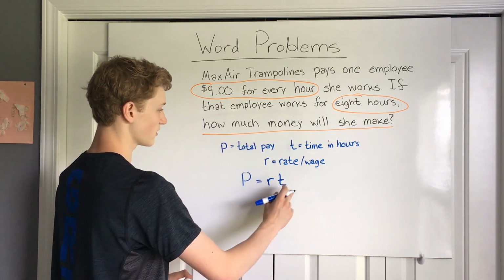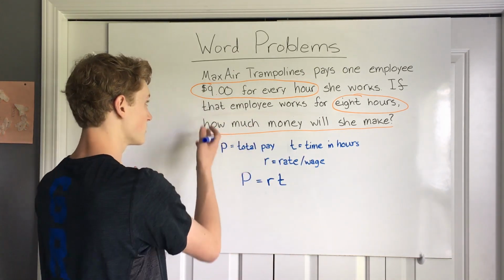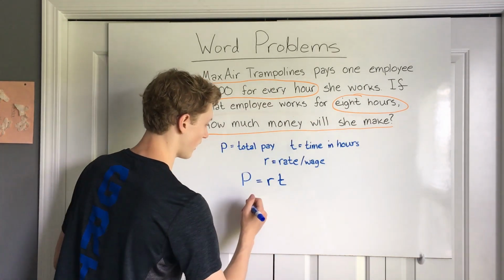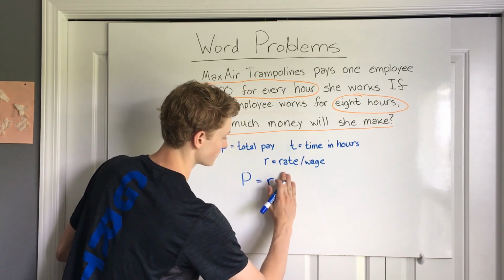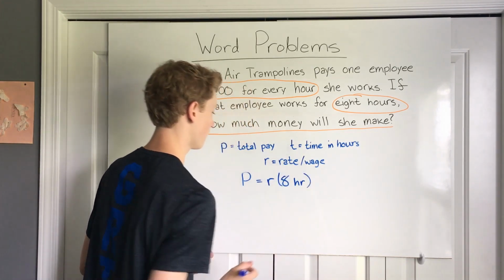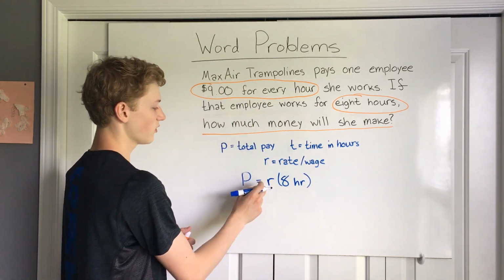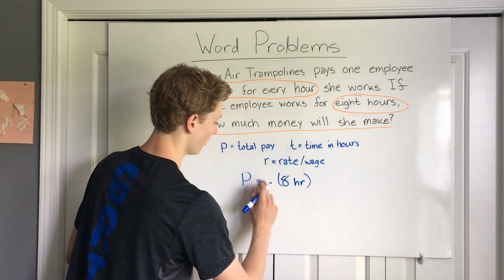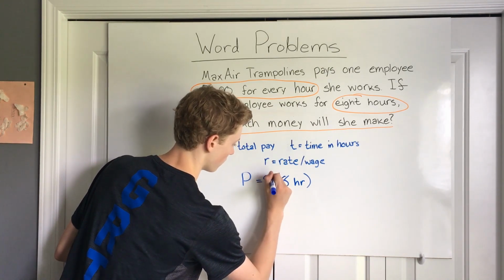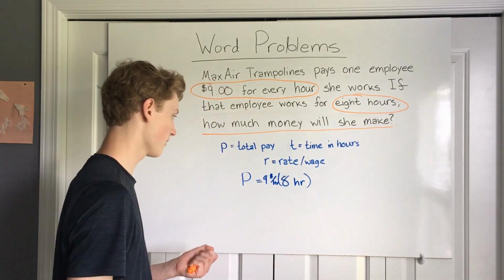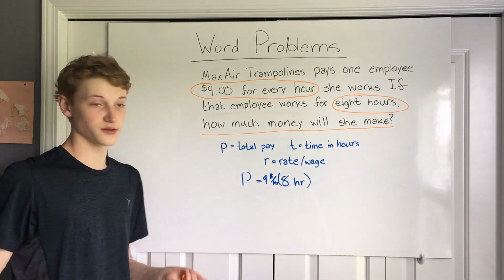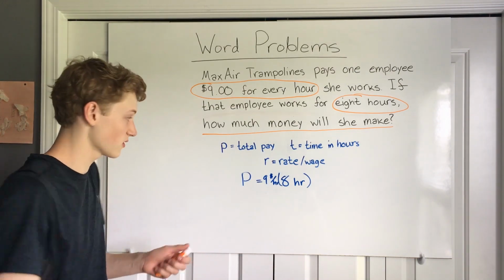So next, we need to substitute in for the variables. What is T? Well, they said right here, T is 8 hours. So I'm going to replace this with 8 hours. Now, what's R? R is just $9 per hour. Okay, so now I have $9 per hour times 8 hours. I don't know what our total pay is, so that's our variable that we're trying to solve to answer this question.